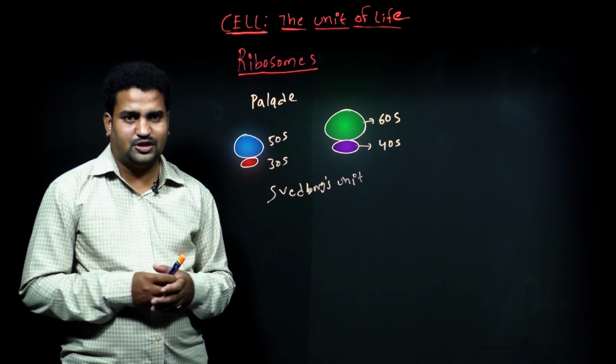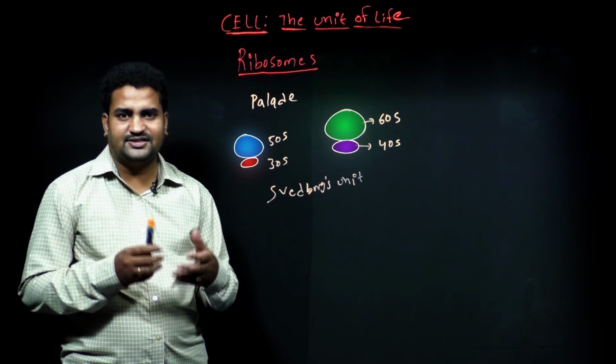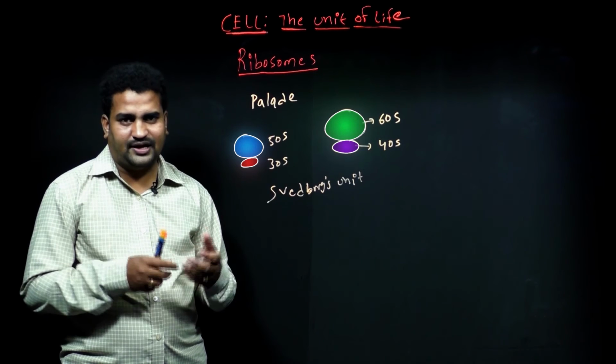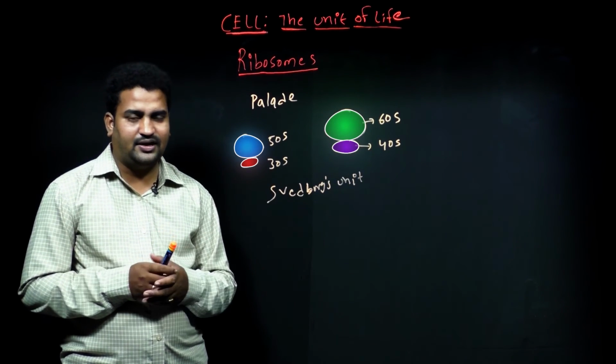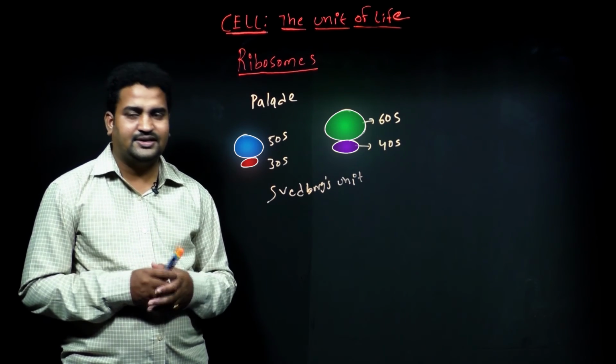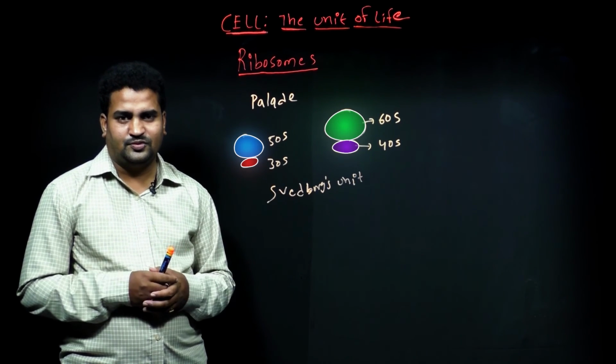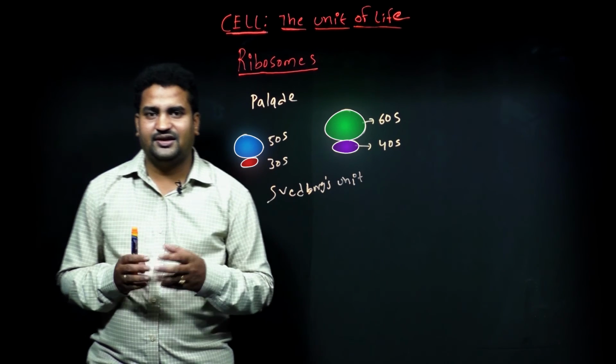But the ribosomes of prokaryotes are 70S ribosomes. And in eukaryotes, some cell organelles like mitochondria and chloroplast also contain 70S ribosomes. So this is all about the ribosomes.